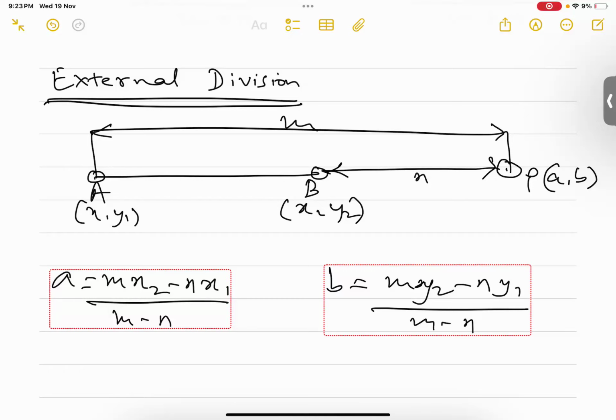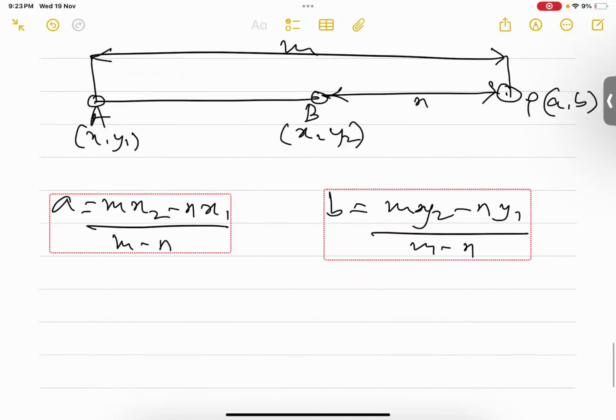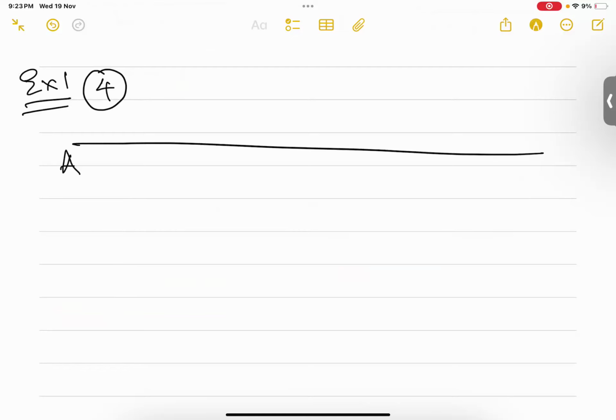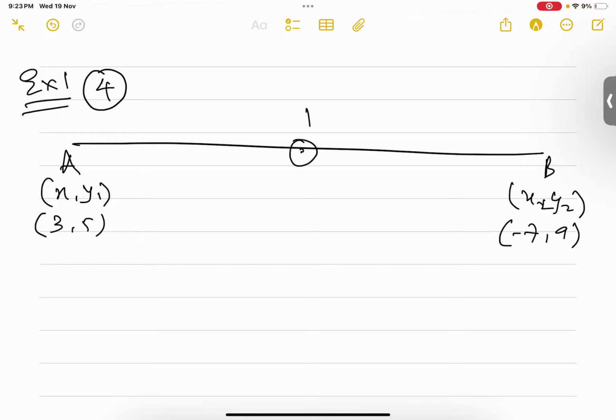Now, yesterday we left question number 4 from exercise number 1. Exercise 1, question number 4. We'll solve that. Now we have AB. Let A be x1, y1, and the values of A are 3, 5. B is x2, y2. The values of B are minus 7, 9. P is between A and B, and its coordinates are half, 6. It's given in the problem. So we need to find this ratio m is to n.